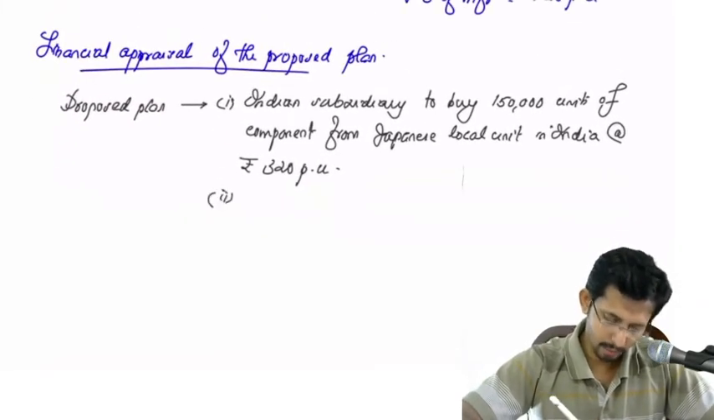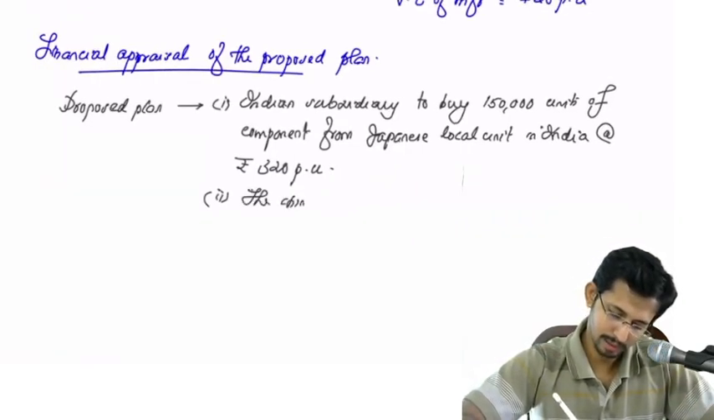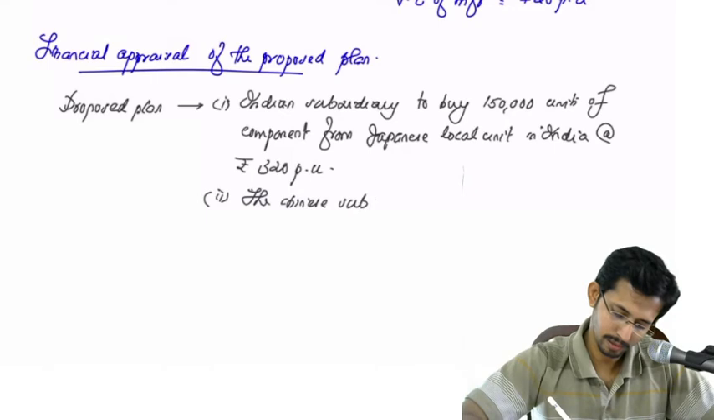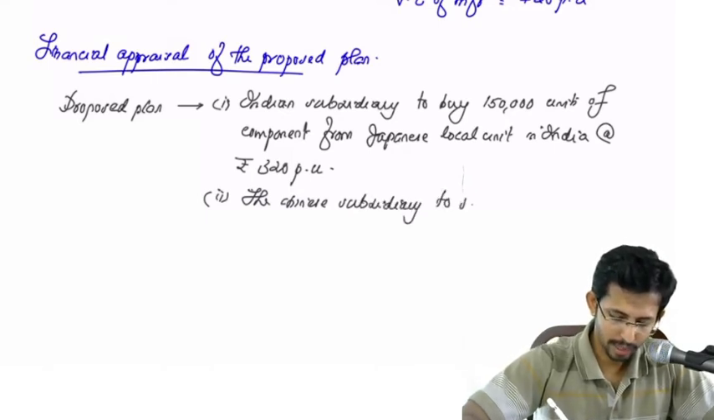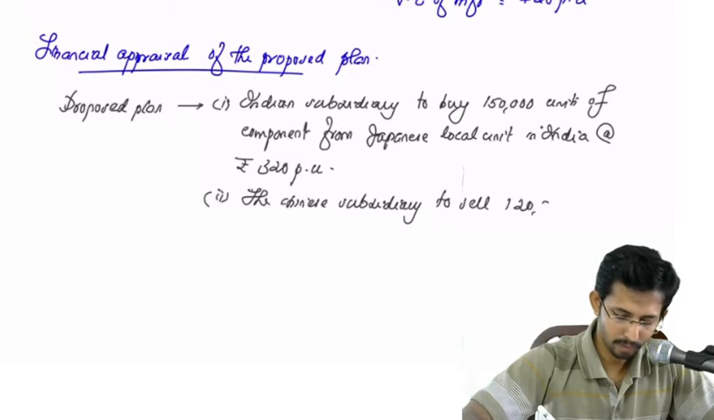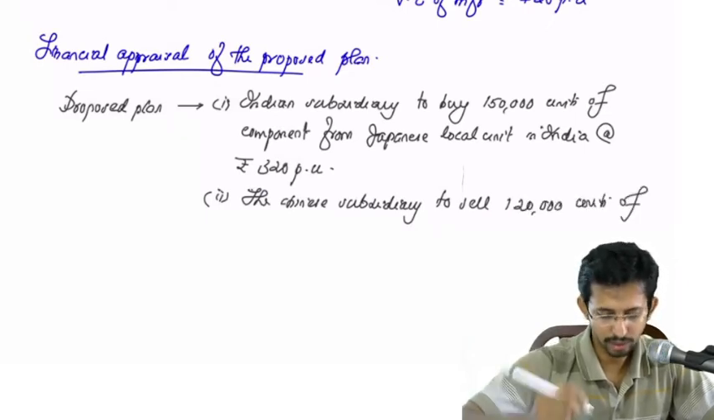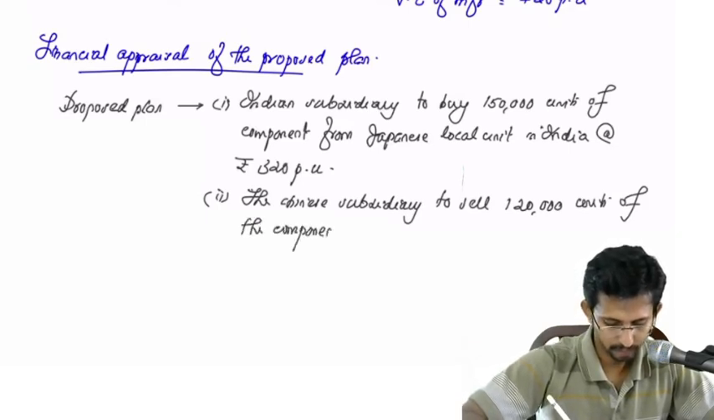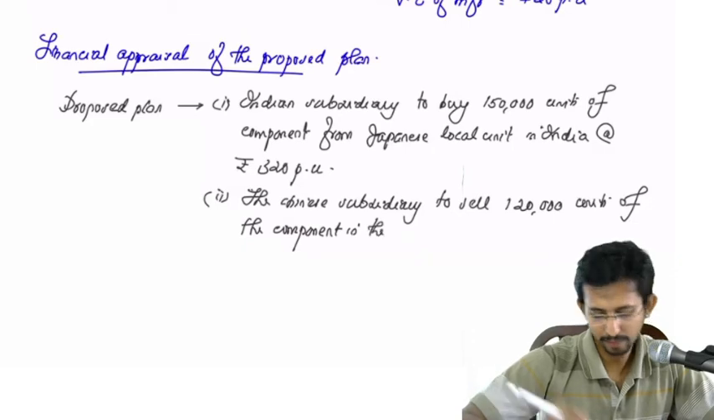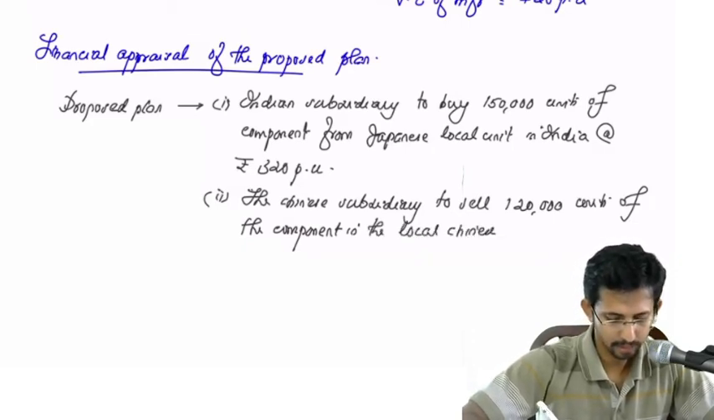And second aspect, what will happen to the Chinese subsidiary? The Chinese subsidiary to sell 1,20,000 units of the component in the local Chinese market.